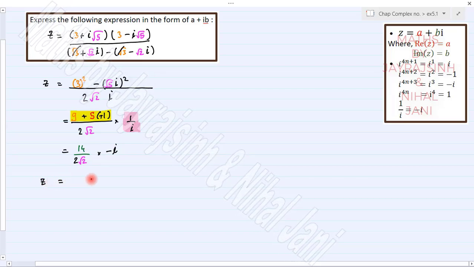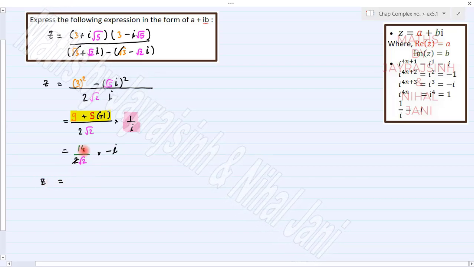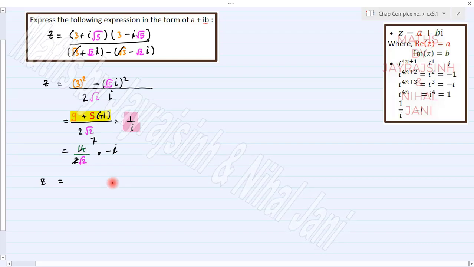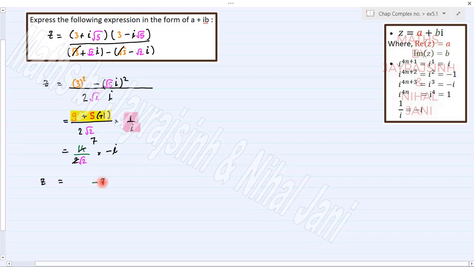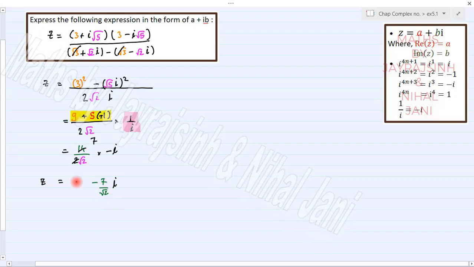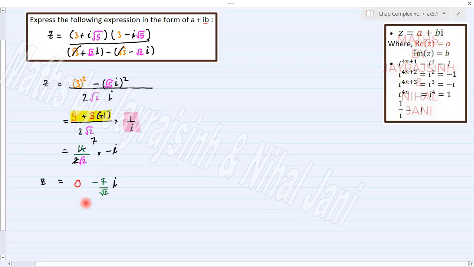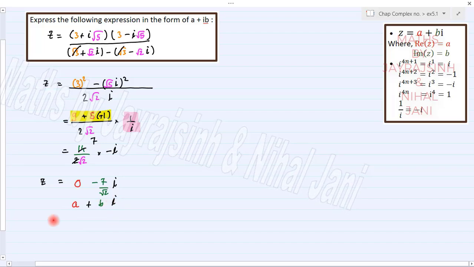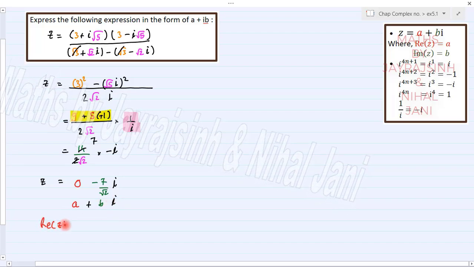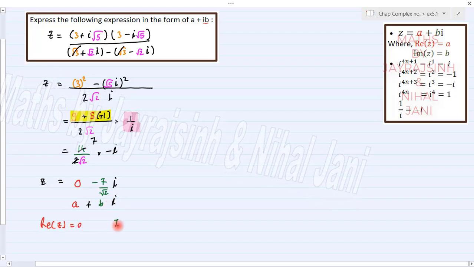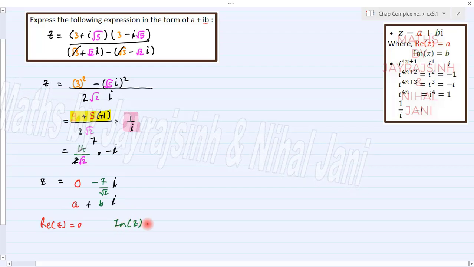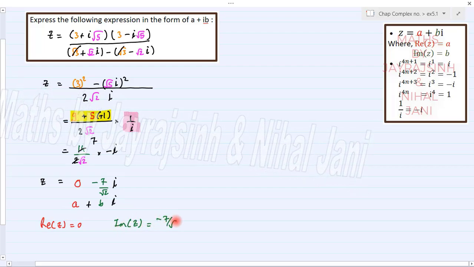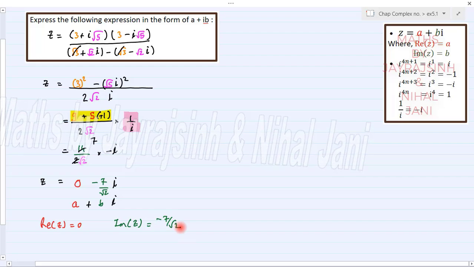So we will get z equal to, 2 sevens are 14, or we can say, minus 7/root 2 i. Here the real part is 0. So we get a + bi form, where the real part of z is 0 and the imaginary part of z is minus 7/root 2. Ta-da!